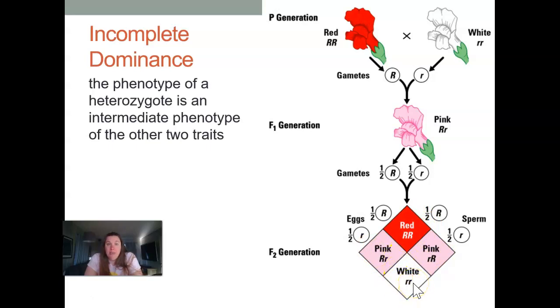Now, the phenotype ratio is going to be different for incomplete dominance because we now have that third phenotype trait. So we're not going to just get red and white flowers. We're going to get 25% red flowers, 25% white flowers, and 50% pink flowers. So incomplete dominance, an interesting kind of variation on complete dominance.